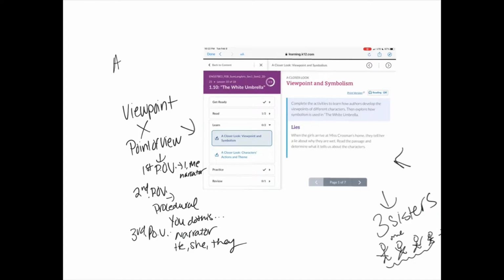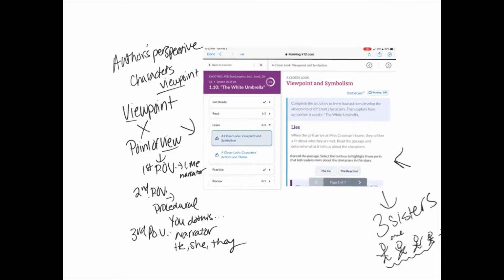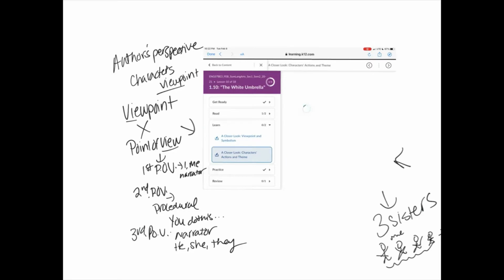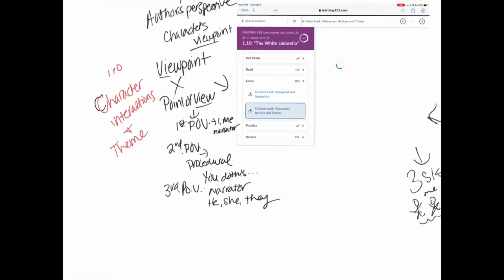Viewpoint is the author's maybe perspective of a central idea or a theme. It could also be a character's viewpoint on a situation. So different than point of view. They both have that view in there, but it's different. And we're also going to look at character interactions and theme. So keep that in mind as you're going through your lessons.